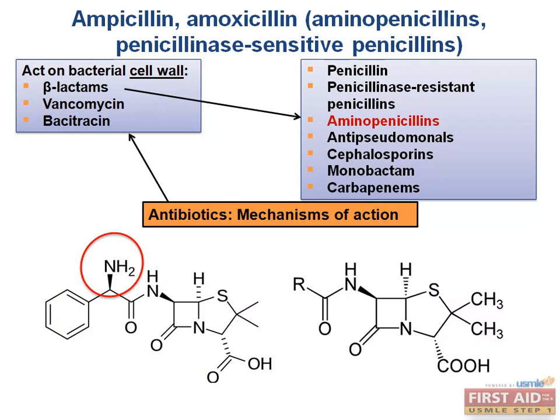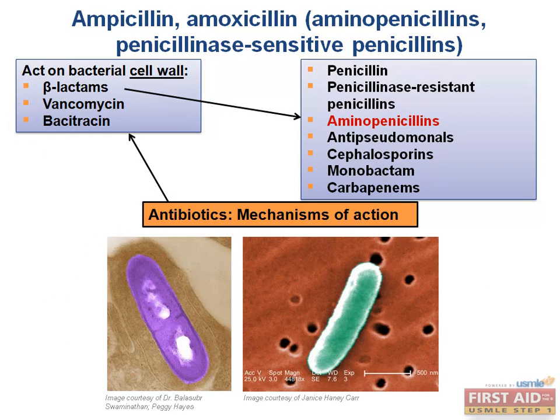For example, they are effective against UTIs caused by E. coli and respiratory infections caused by H. influenza. In addition, they are effective against beta-lactamase producing bacteria when combined with clavulanic acid, which is a beta-lactamase inhibitor. I'm going to explain what these beta-lactamase inhibitors are in a second, so don't worry if you're not sure what I'm talking about. These are electron micrographs of Listeria on the left and E. coli on the right. Aminopenicillins are used for gram-positive bacteria and gram-negative rods.